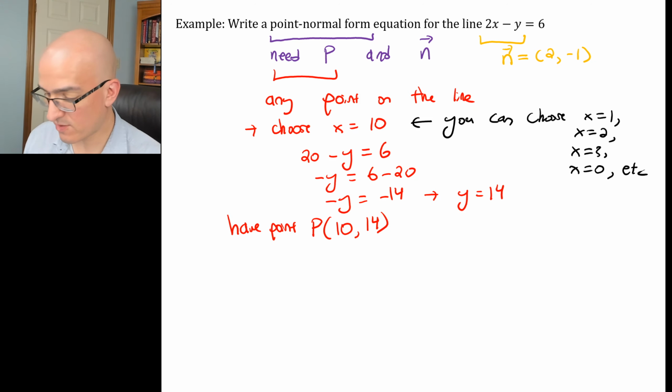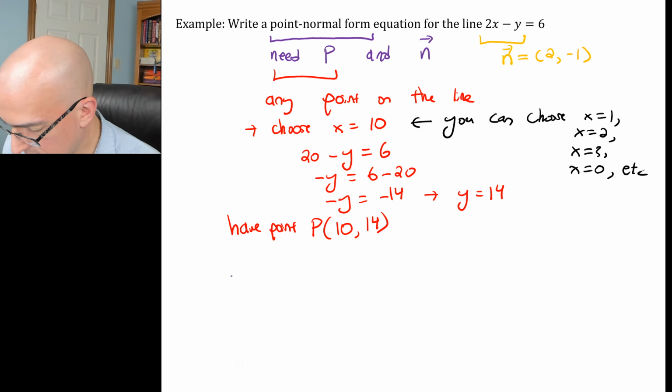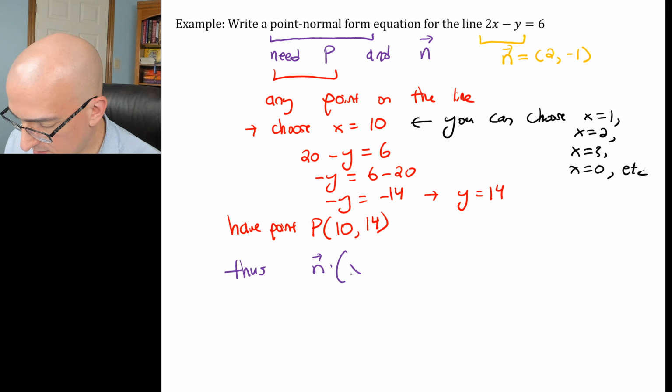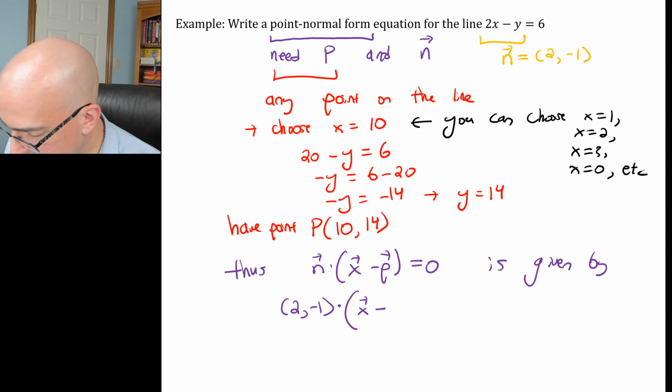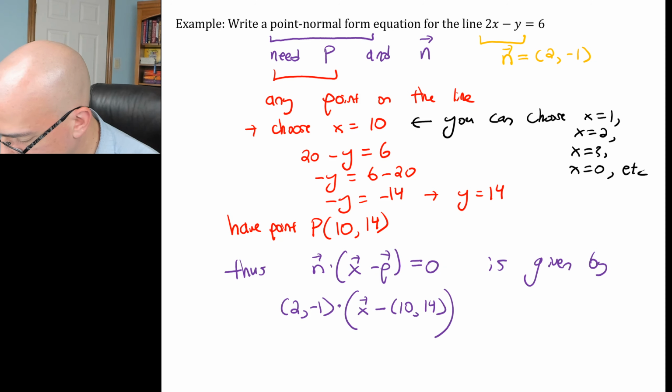Now we can write our equation. Thus, n dot (x minus p) equals 0 is given by the normal vector that we read off, (2, -1) dot (x minus p, the point vector (10, 14)) equals 0.